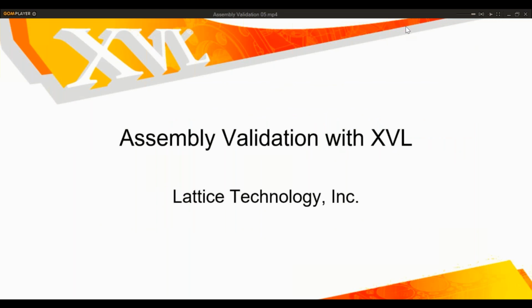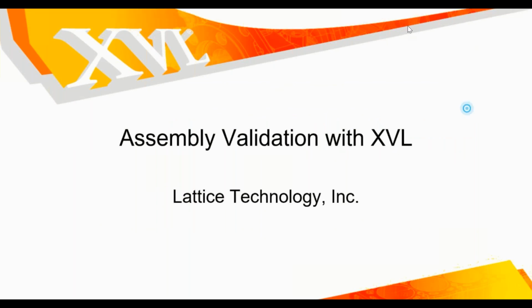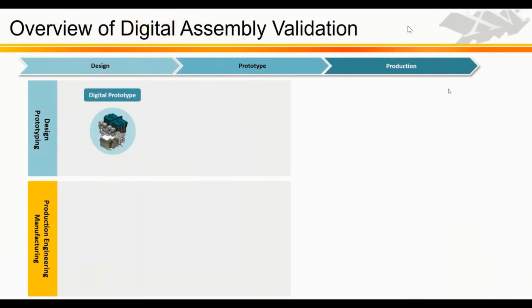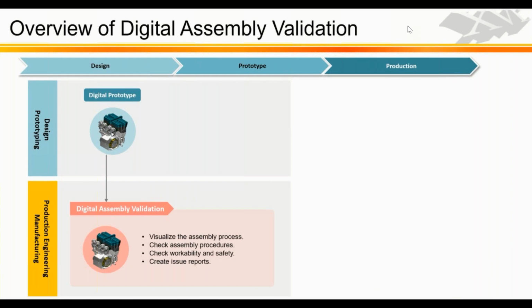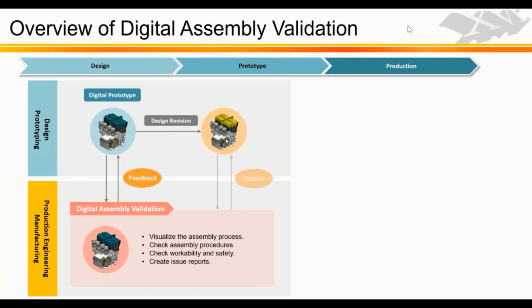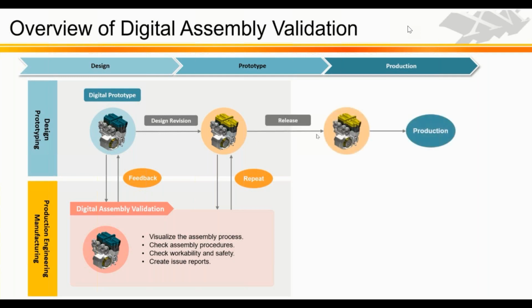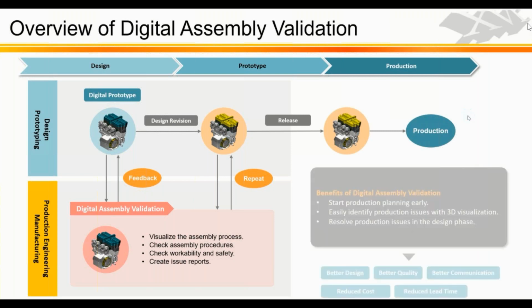This presentation shows how you can use XBL to perform digital assembly validation. First, an overview of digital assembly validation. Starting with the digital prototype, you perform digital assembly validation by visualizing the assembly process, checking the assembly procedures for things like interferences, also checking the workability and the safety of the procedures, and creating issue reports. These reports are fed back to the design team, and as subsequent design revisions are produced, this process repeats until all of the major production issues are resolved and the model is released for production.